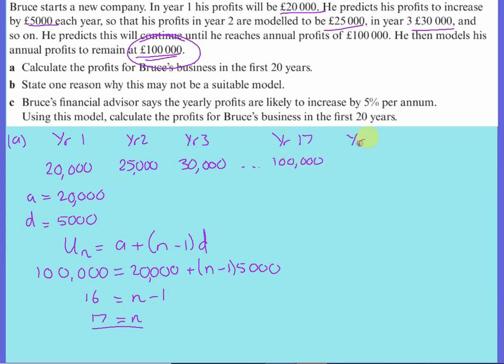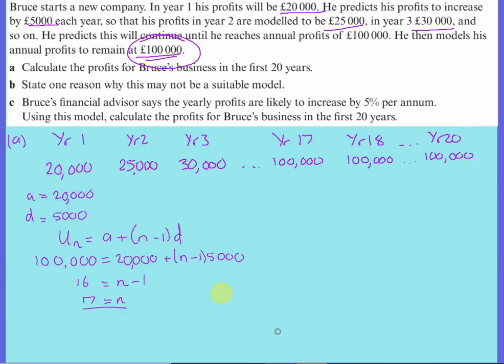Year 18 we have 100,000. And that's going to continue until year 20. Well, it's going to continue after that, it's just this question stops at year 20. So we need to find the sum of the first 17 plus 300,000, because it's year 18, 19 and 20. Right. So let's just make this bit a bit smaller, because we've dealt with that.